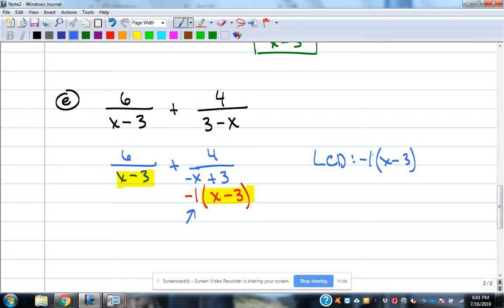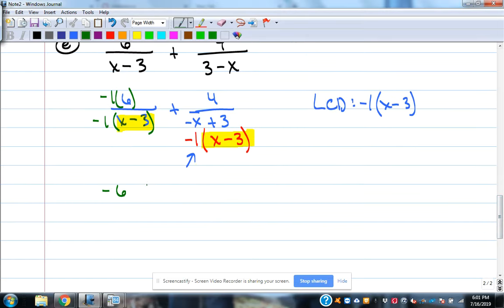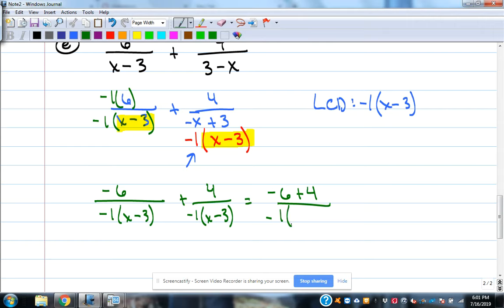So the first fraction needs the negative 1 multiplied top and bottom. So that gets me negative 6 over negative 1 times x minus 3, plus 4 over negative 1 times x minus 3. So I'm using that factored form on the denominator. And I'm going to do that math. Negative 6 plus 4 over negative 1 times x minus 3. So I'm just combining it into one problem because the denominators are the same now. And that negative 6 plus 4 would be negative 2.